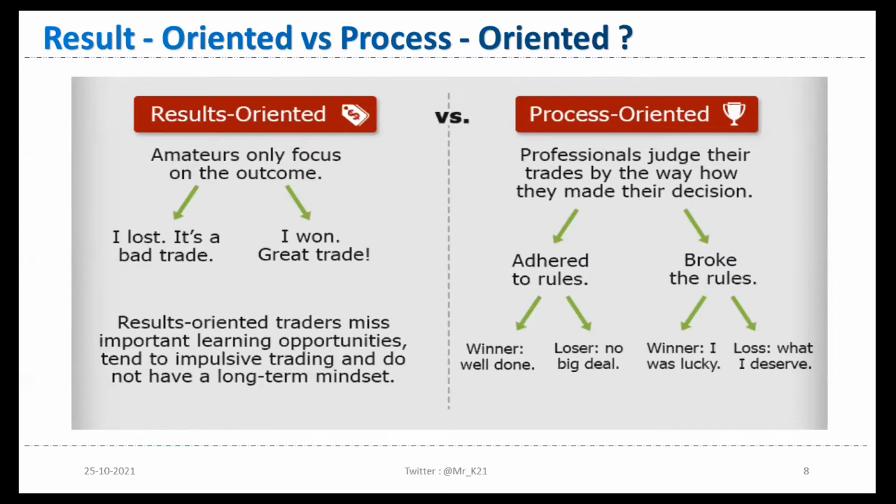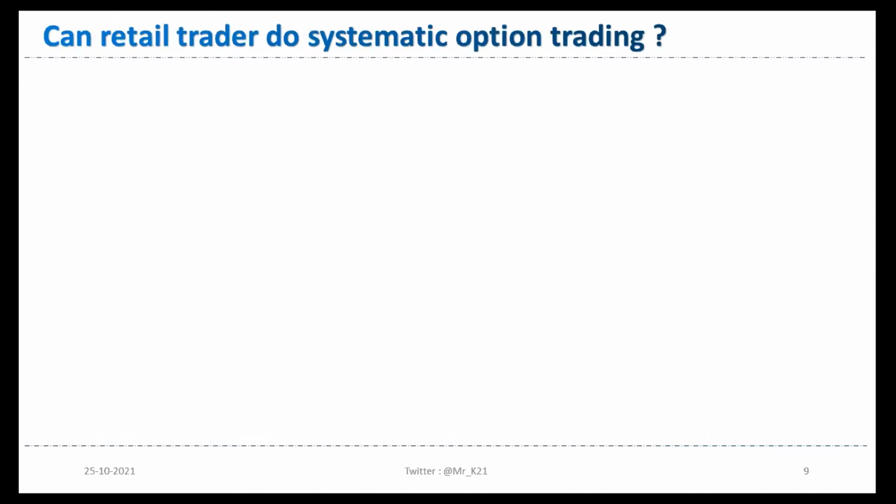In process-oriented trading, if you follow the rule and you get a profit, it means nothing special, it tends to happen because it is backtested. If it doesn't make a profit, no big deal, because you already know some losses will come. But when you break the rule, if you get a profit you are lucky, and if you make a loss you deserve it because you broke the rule. When we break the rule, we need to be punished, right? So we always focus on the process rather than the result.